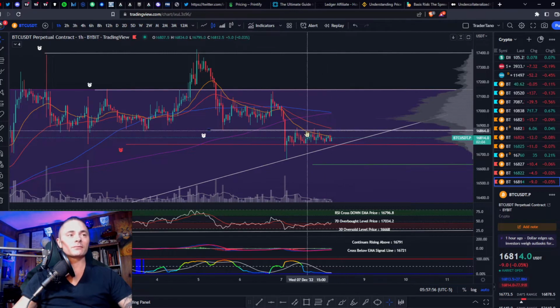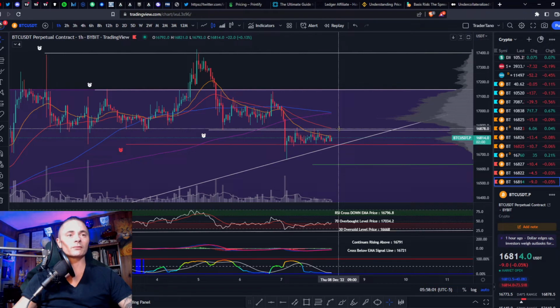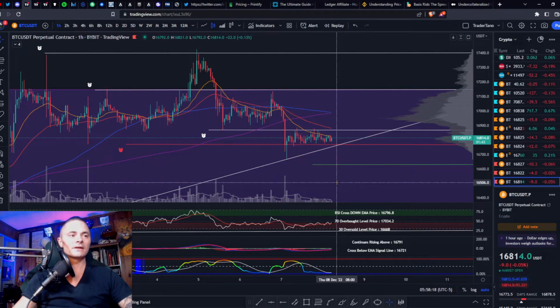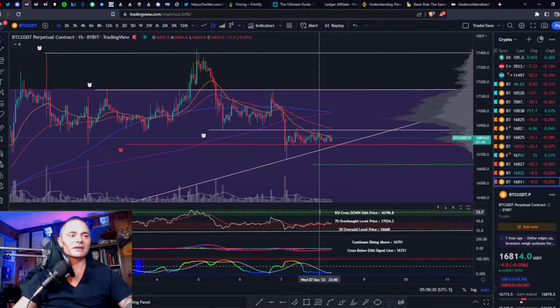So, like I said, we're being held down by the 21 right now. If we break the 21, we go to the 50, 16,880. Next stop would be the POC, point of control, on the VPVR at 16,950. Then where the 100 and 200 are at, 16,987.